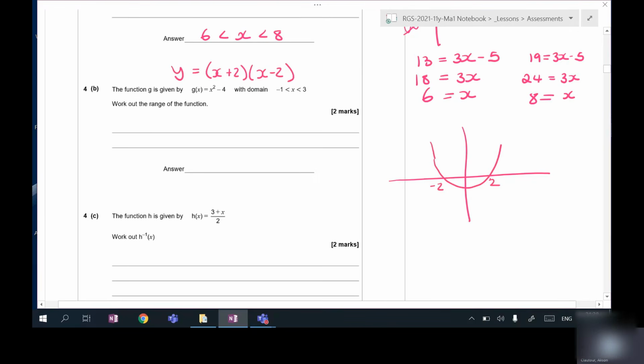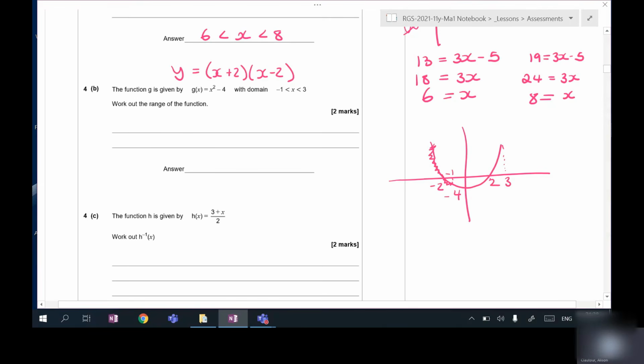Okay, or you could have thought about it as transformation. So you think about the x squared graph, goes through the origin, is going down 4. So that minimum point will be at -4. Okay, so if we only want that between -1 and 3, so I'm going to chop it off here at 3 and -1. So I don't want any of this part of the graph. So I'm stopping it at -1.